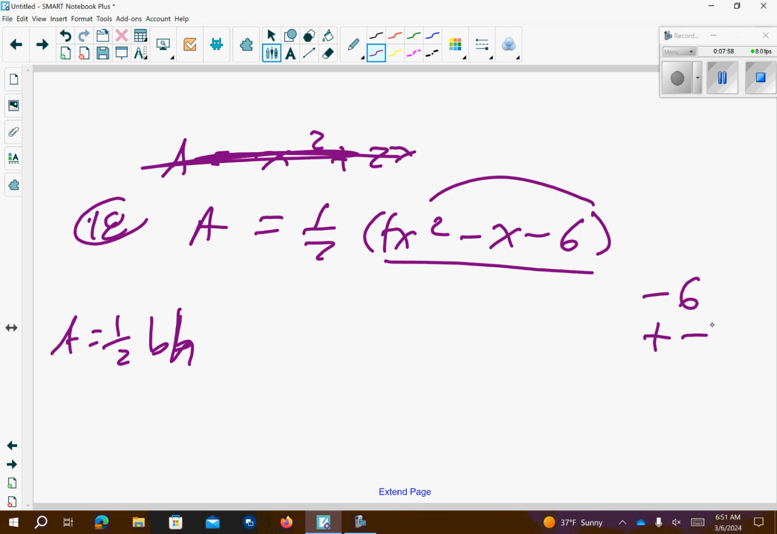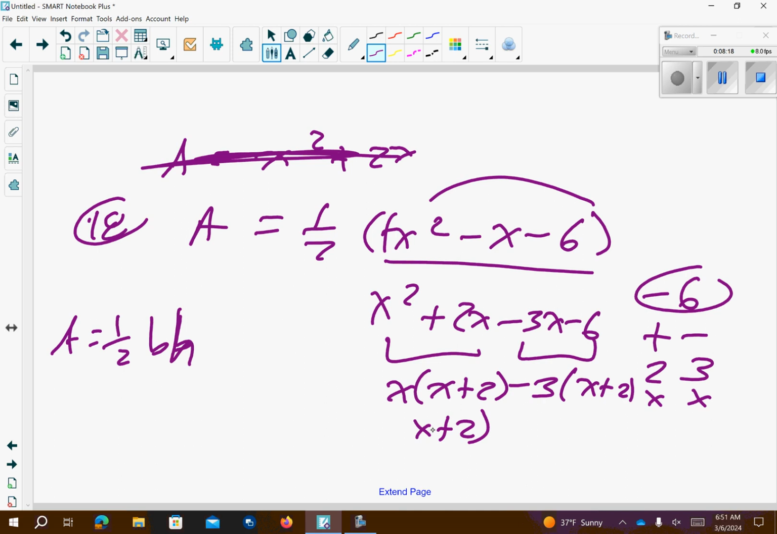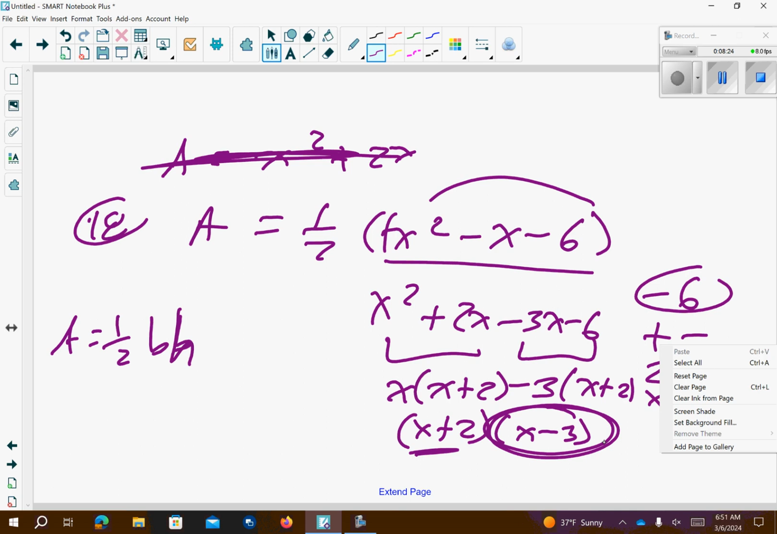So I need positive and negative. I'm going to have a negative 3 and a positive 2. Don't forget the x's. So I get x squared plus 2x minus 3x minus 6. So I have an x I can factor out. Bring a negative 3 out. So I have x plus 2 and x minus 3. They told us the height was x plus 2, so that means the base has to be x minus 3.